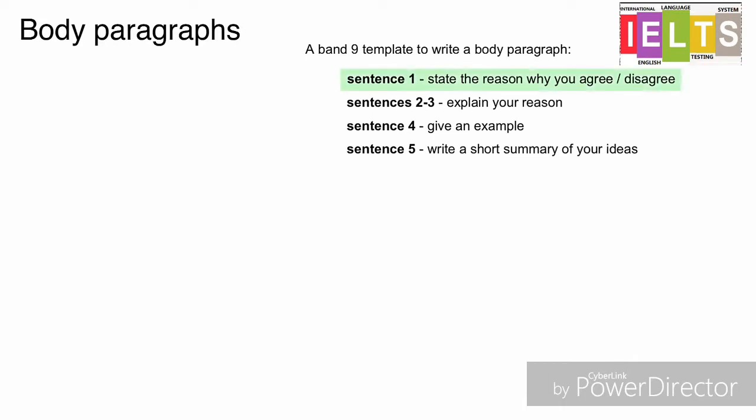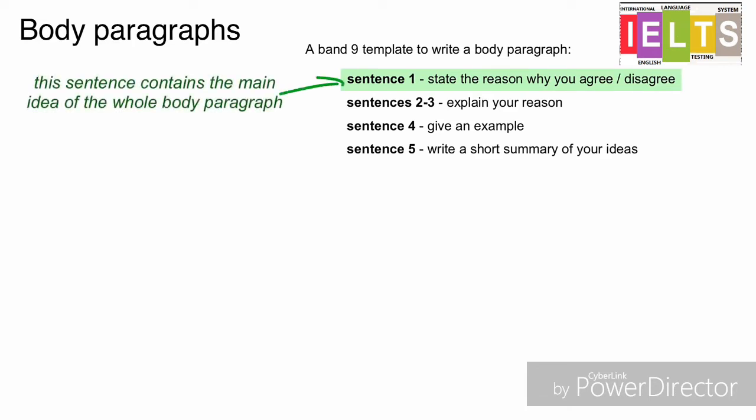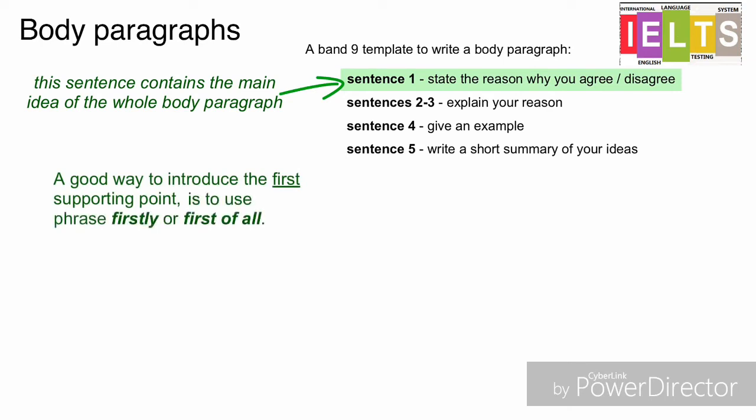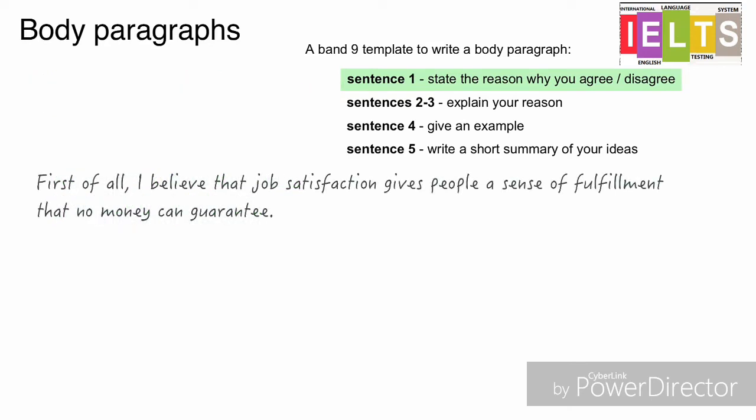In the first sentence, you state your first reason why you agree or disagree. So, this sentence contains the main idea of the whole body paragraph. A good way to introduce the first supporting point is to use the phrase firstly or first of all. And here is my first sentence. First of all, I believe that job satisfaction gives people a sense of fulfillment that no money can guarantee.